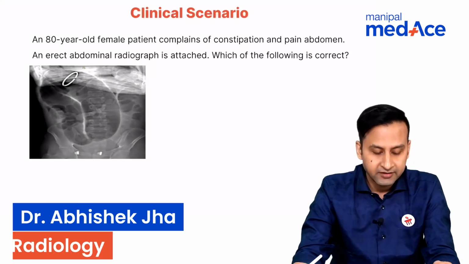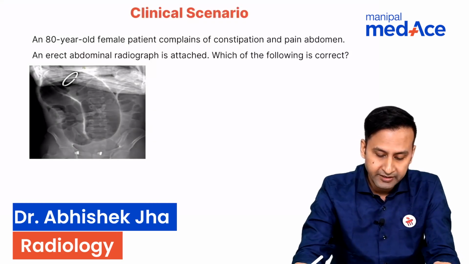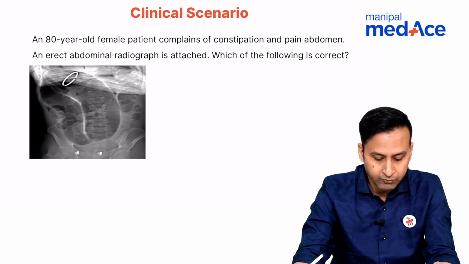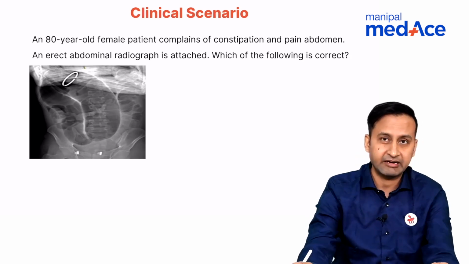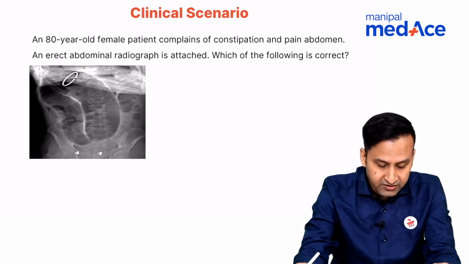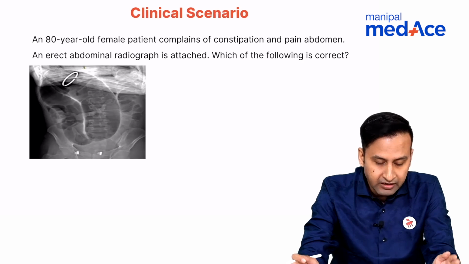Now let's look at another clinical scenario. There is an 80-year-old female who is complaining of constipation and pain abdomen, and an erect abdominal radiograph is attached. Which of the following is correct? So if you look at this particular X-ray, it is showing you a very classical appearance.